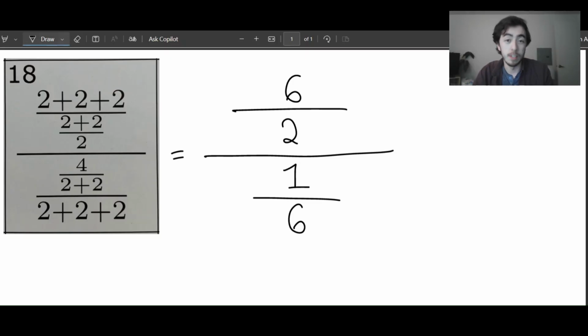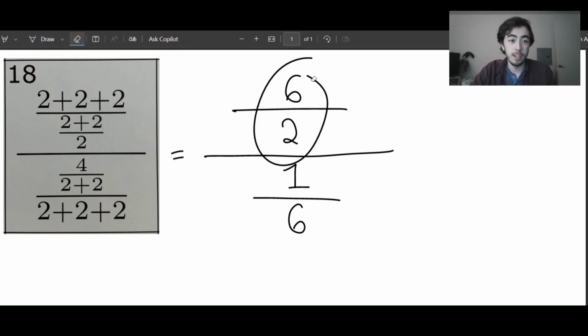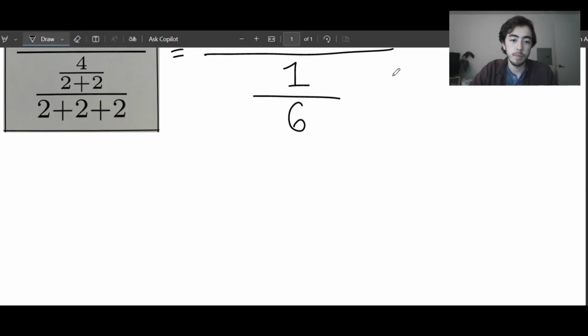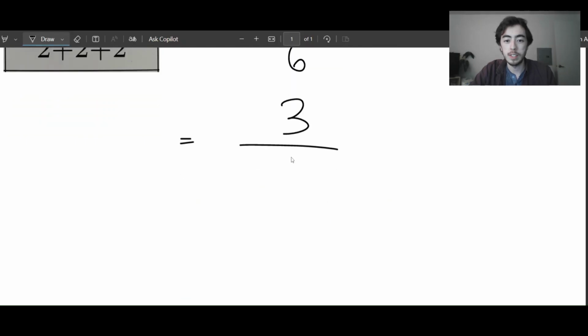So I simplified a lot of stuff already. I can simplify even further up top. 6 divided by 2, that's just 3. And then 1 divided by 6, I can't really simplify that further right now. So I'm going to just leave that be. So I have 3 divided by 1/6.